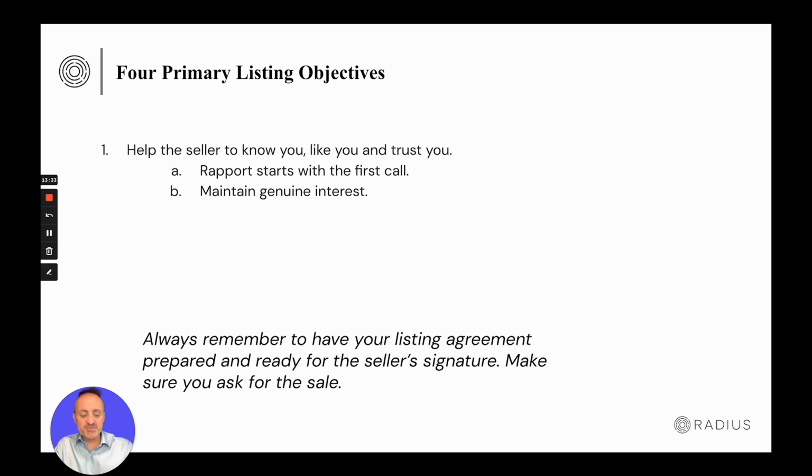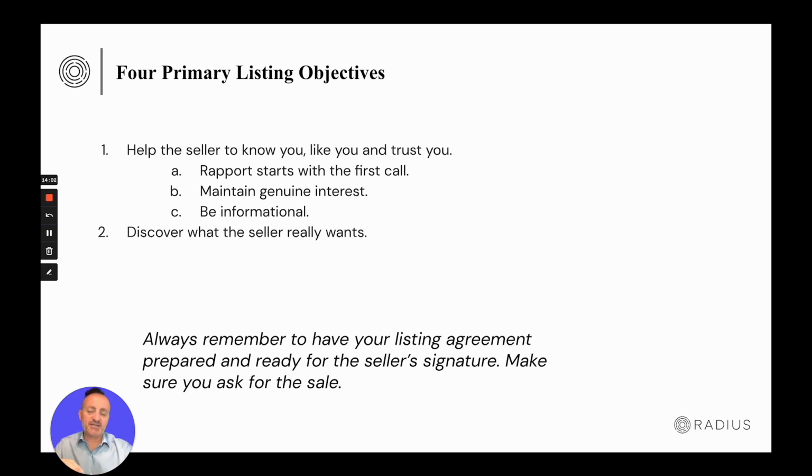Maintain a genuine interest. You have to really want to go on this listing appointment, and that has to project in your phone call. It has to be very genuine, very professional. Be informational. Don't give them the whole listing presentation, but give them some information so that they can start to trust you and start to like you.